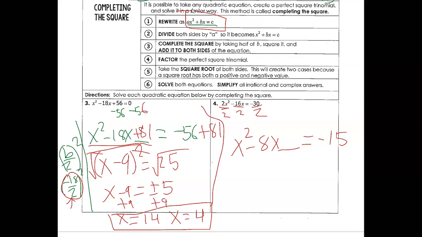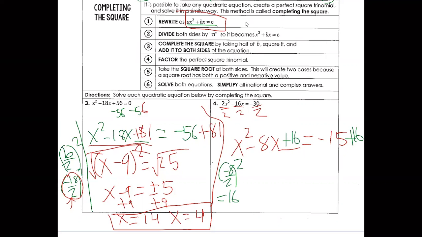But now we're ready to actually complete our square. So b over 2, that would be negative 8 over 2 squared. So that would be negative 4 squared, which is 16. So I'm going to add a 16, and I'm going to do the same thing to the other side of my equation. If you don't want to change an equation, you do the same thing to both sides.